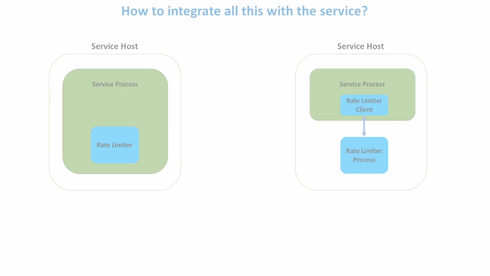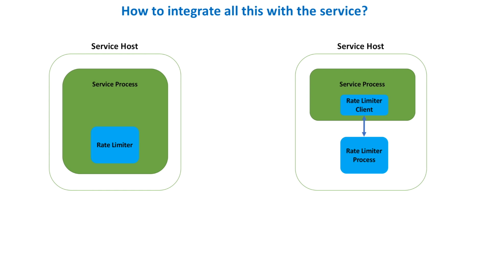Okay, we have implemented the algorithm, created a set of classes and interfaces, and discussed message broadcasting. But how do we integrate all this cool solution with the service? Let's see what options we have. There are two options, and they are pretty standard. We can run the rate limiter as a part of the service process or as its own process, a daemon.